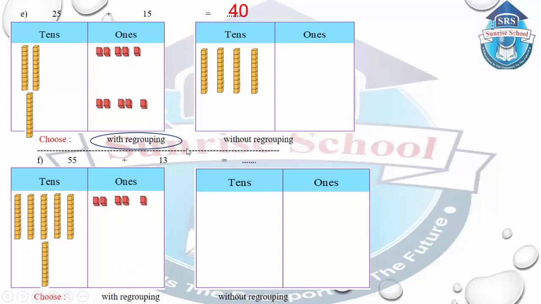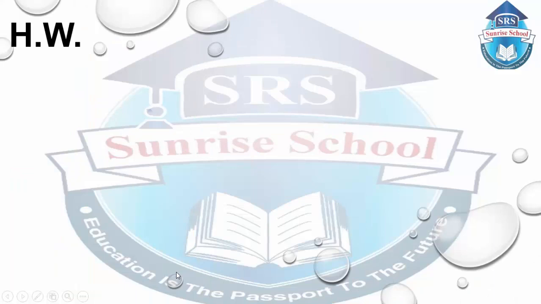Another example, 55: 5 tens and 5 ones, 1, 2, 3, 4, 5 squares. Plus 13: 1 ten and 3 small squares. When you regroup, count; if you find 10, regroup it. If you find less than 10, you can't regroup it, okay? Let's count them together: 5, 6, 7, 8. They are less than 10, so we can't regroup them. So the sum will be 6 tens and 8 ones. The result will be 68.